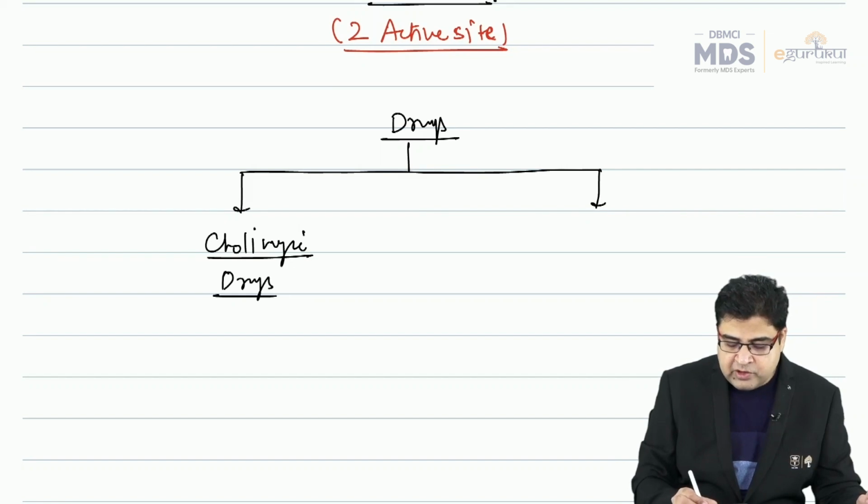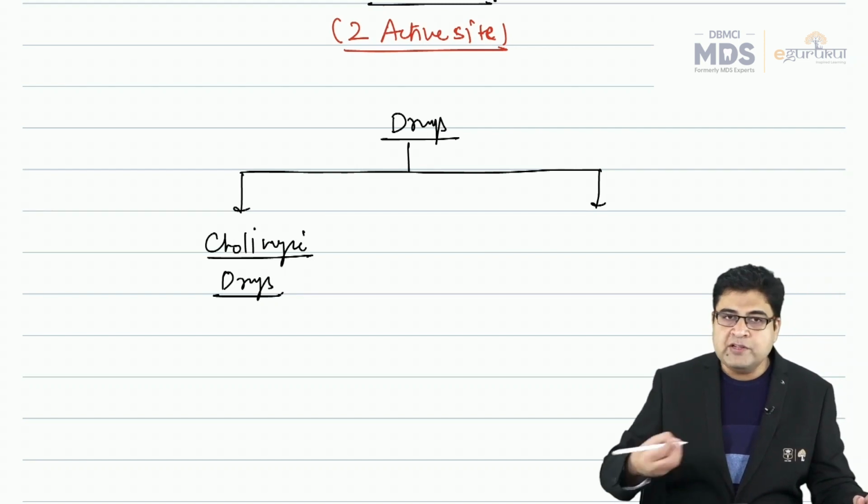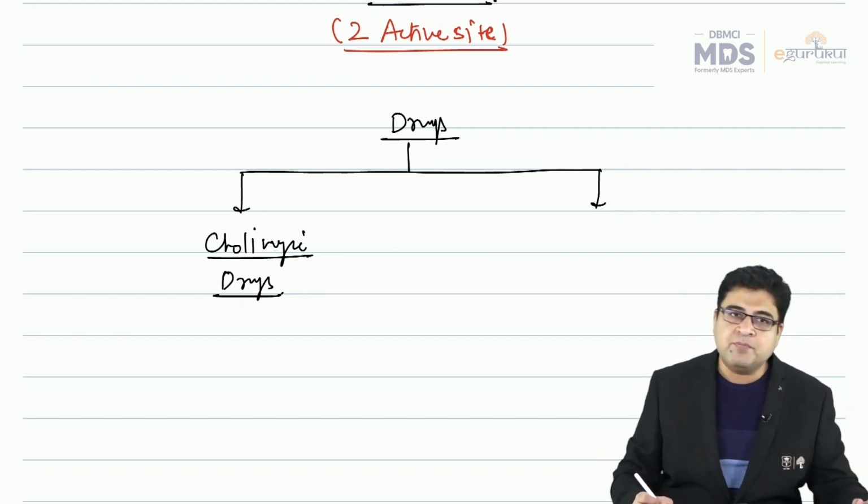So as the name suggests, cholinergic drugs are the drugs which will promote the DUMBELS effect. So the cholinergic system can cause DUMBELS. Cholinergic drugs are those drugs which will increase the parasympathetic effect.